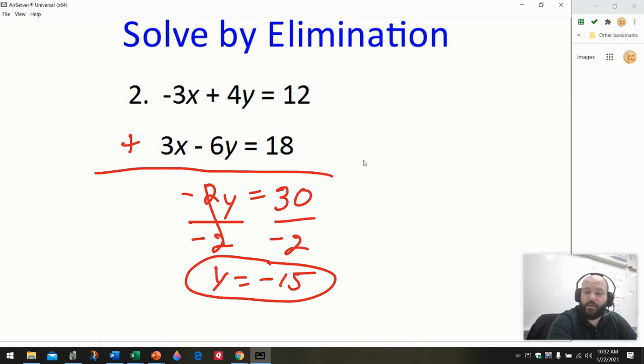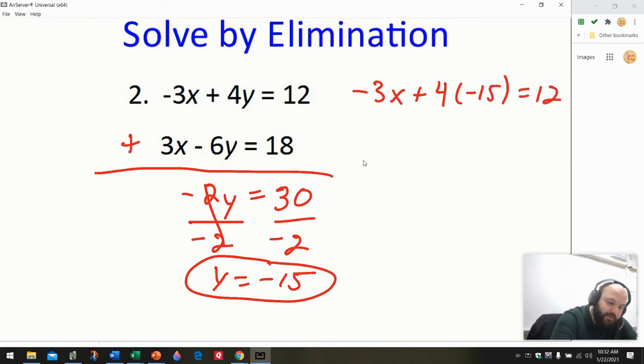Now remember, if you remember in the last problem, I said it doesn't matter which variable you solve for first, because once you've solved for one of the variables, you're going to plug that value back in and solve for the other one. So I'm going to go ahead and use the first equation this time. So we have negative 3x. Now remember, that negative 15, that has to go in for where the y value was, not the x value, because negative 15 is y. So notice I put it right into here, substituted negative 15 in for y.